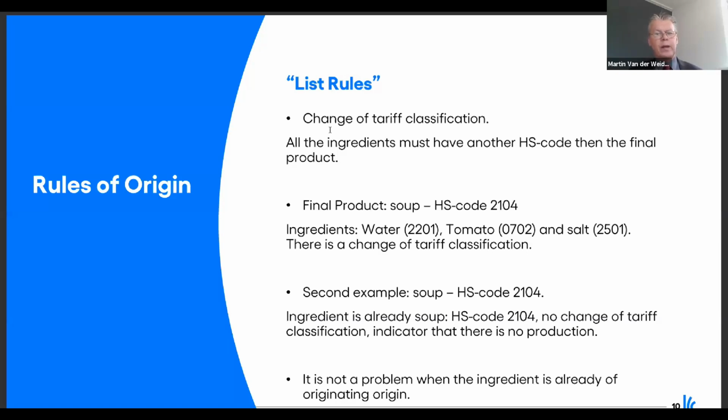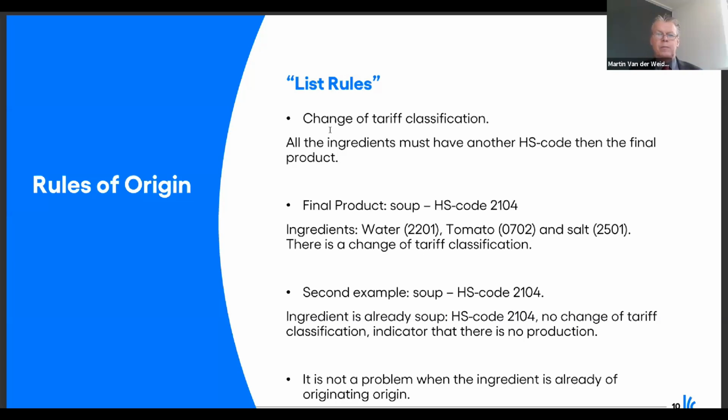It's really showing that you are producing a new product. And that's what we want in the free trade agreement. European Union, Mexico, we want to be friends, but only for European Union and Mexican products. So you really need to produce a new product. And that's what you're doing, because all the three ingredients by itself, it's not a soup, not at all. So you're really producing something new. And that's what you have with tariff classification.